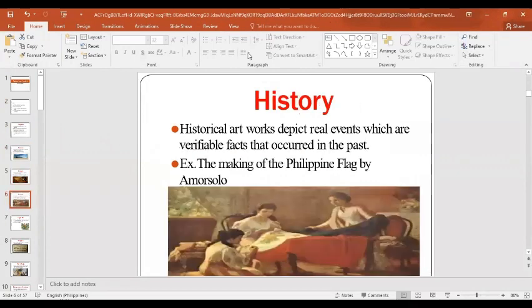How about this one? We have history. Historical artworks depict real events which are verifiable facts that occurred in the past. So ginagamit natin yung ganitong source ng subject for us para ituro kung ano man yung nakalipas. So example to this, we have the making of the Philippine flag by Amorsolo.